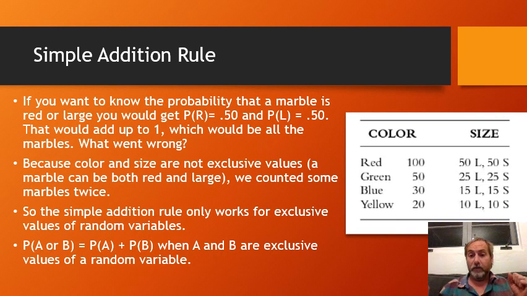So a marble is either red or green. Those values are exclusive. And in that case, you can just add up the probabilities, the probability of either red or green. But when they're not exclusive, like color and size, then you can't use that simple version of the rule. You're going to have to use a slightly more complicated version. So for now, we have an equation that says the probability of A or B is the probability of A plus the probability of B when A and B are exclusive values of a random variable.